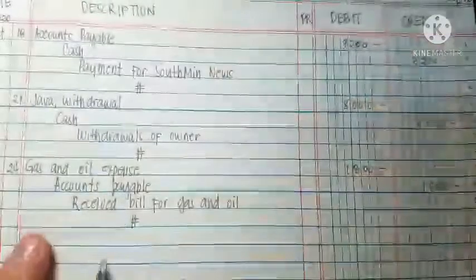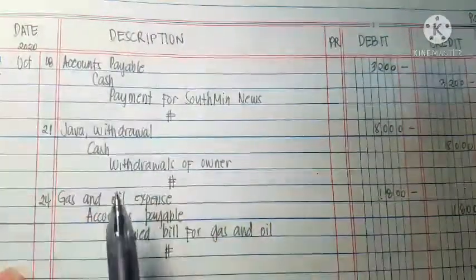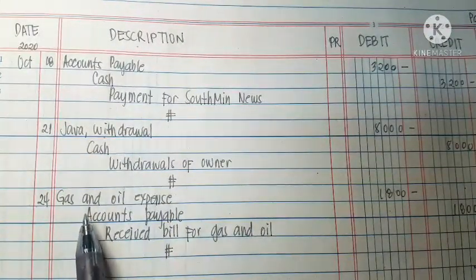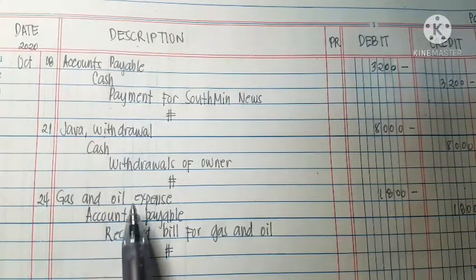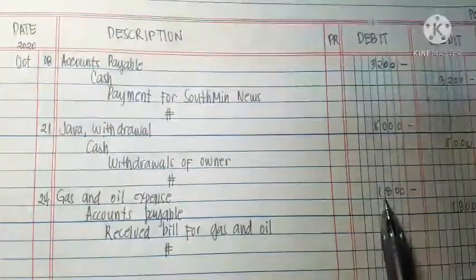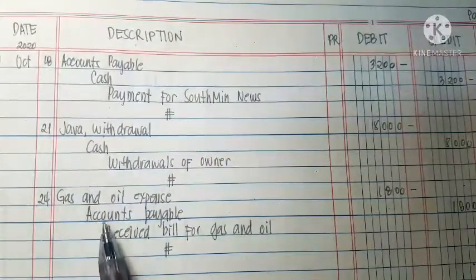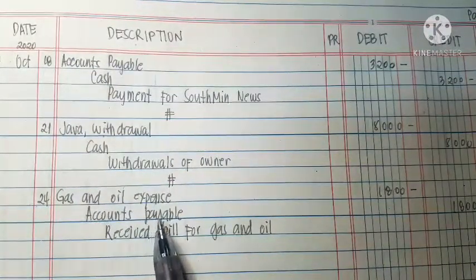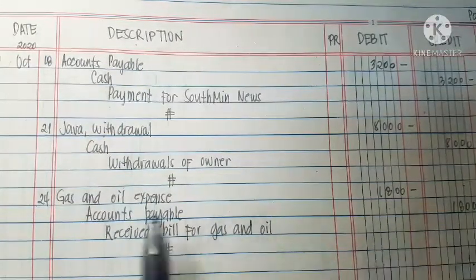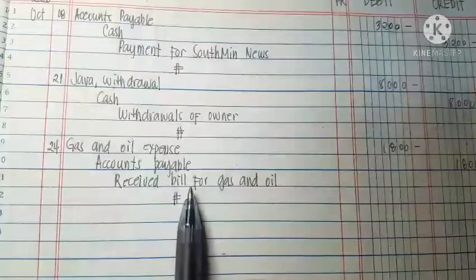On October 24, 2020, there is a decrease in equity, particularly gas and oil expense. So we debit gas and oil expense for 1,800, and there is a corresponding increase in liabilities, particularly accounts payable. So we credit accounts payable for 1,800. Explanation: receive bill for gas and oil.